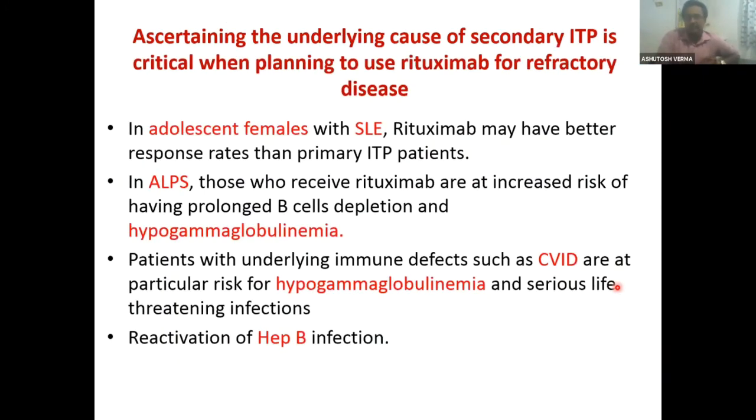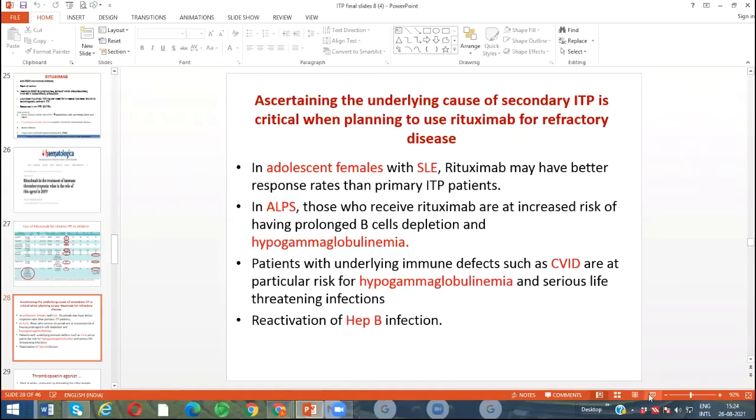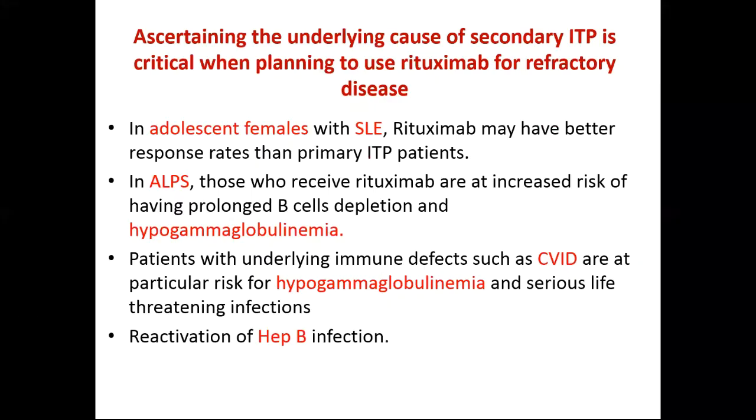Second important thing is that we should ascertain the underlying cause of secondary ITP when planning rituximab. Like in SLE or in other autoimmunity like Evans syndrome, which is secondary to SLE, rituximab may be preferred. But in patients with ALPS or CVID, rituximab is avoided because it causes severe hypogammaglobulinemia, so ascertaining the underlying cause of secondary ITP is critical when planning to use rituximab therapy for refractory disease.